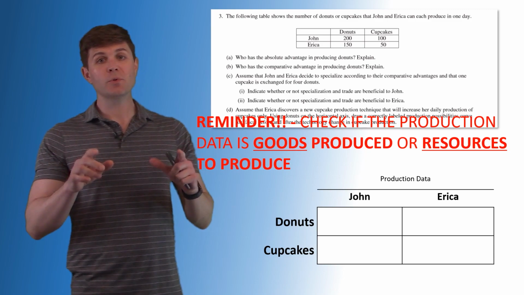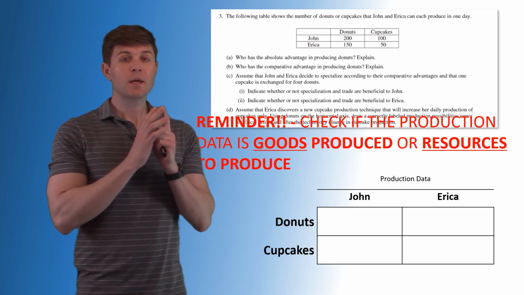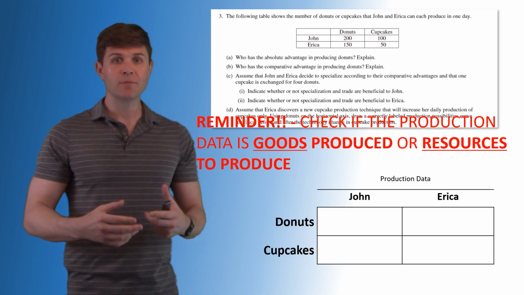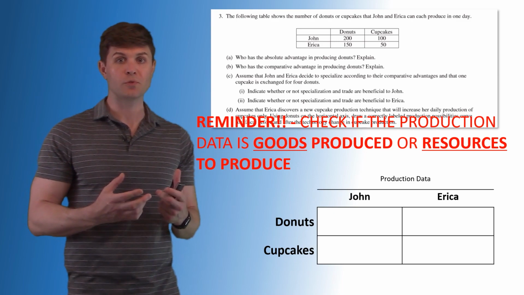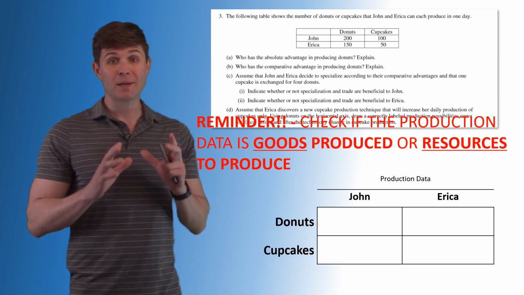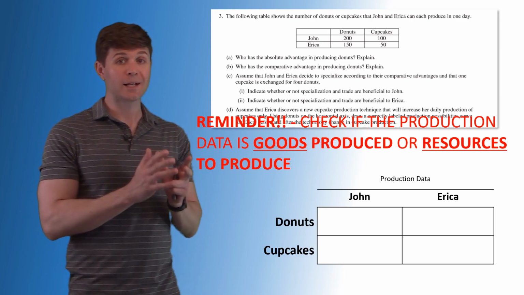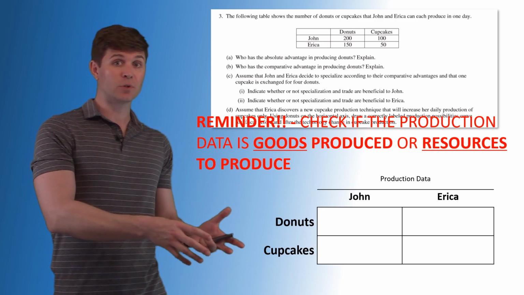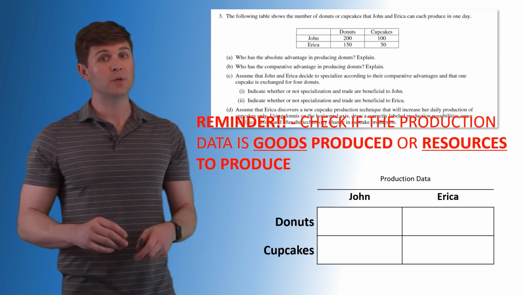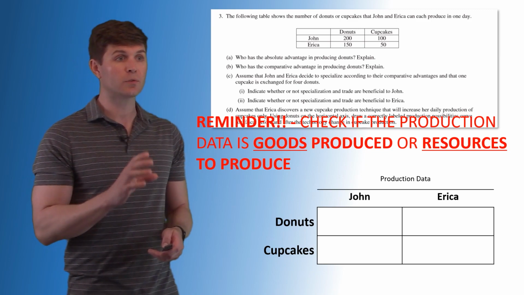But before we do that, one thing to always check is if it's showing us the productivity, the goods produced, or if it's showing us resources used to produce the good. That's a very, very big oops on an exam if you don't actually know what you're looking at. If they're showing you hours to produce instead of the goods actually produced, all your opportunity costs are going to be wrong. So make sure you always look at that first.